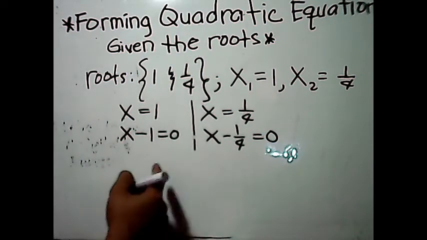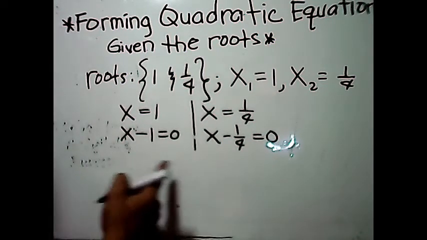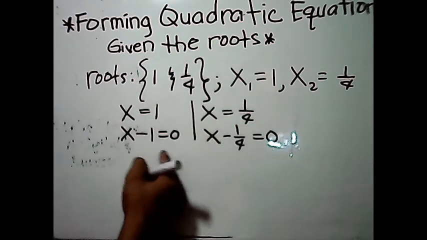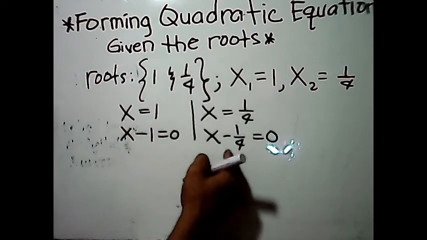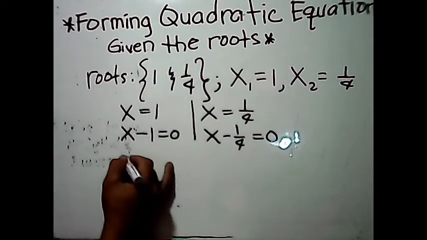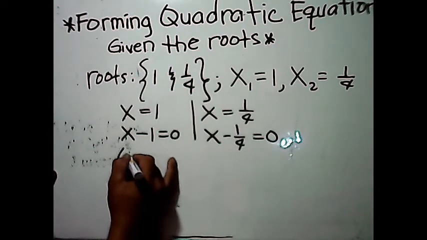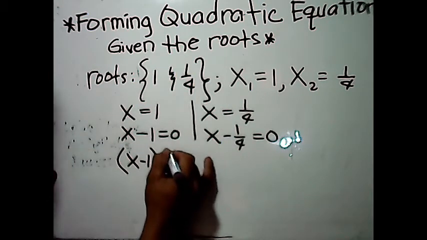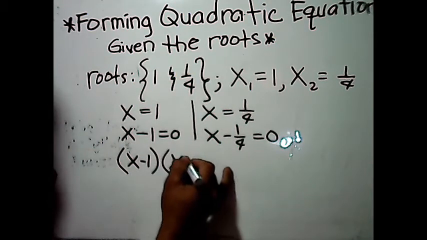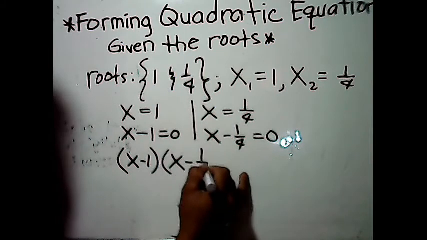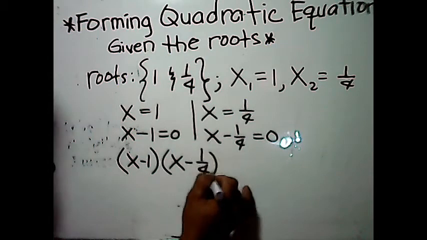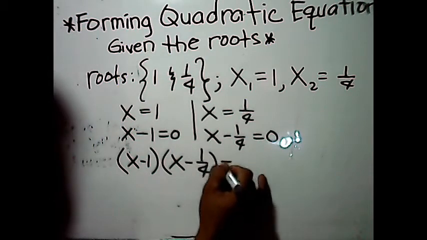Okay. Then we will express this as a product of binomials. So we will multiply these two binomials. So this will become x minus 1 times x minus 1/4 equals 0.